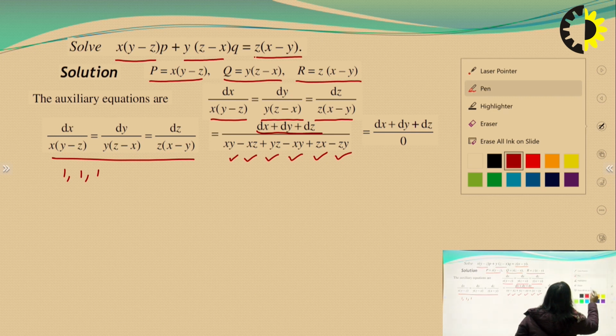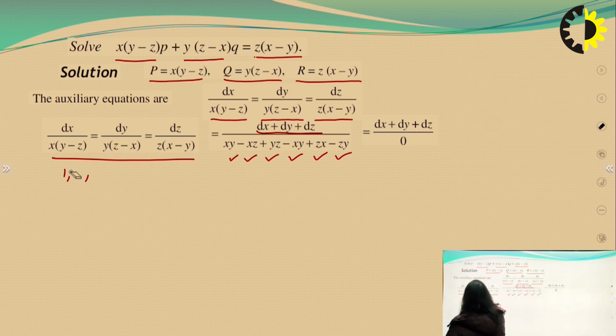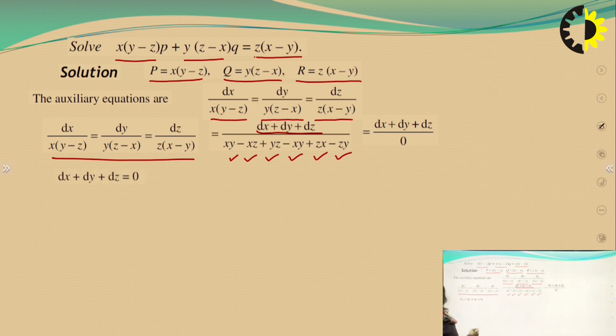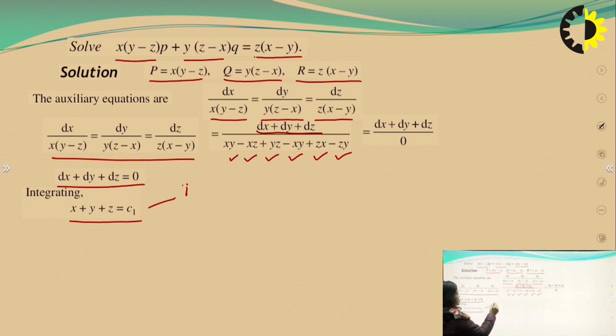Now, dx plus dy plus dz will be considered equal to 0, as I have discussed earlier that if the denominator is 0, then the numerator is considered equal to 0 to find the solution. So, on integration, I will get x plus y plus z equal to constant as my first solution.